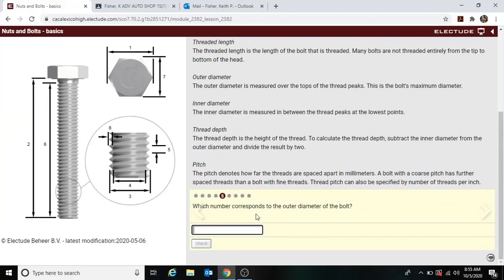Which number corresponds to the outer diameter of the bolt? The outer diameter is the furthest most point. So we'd be looking at 3. Which number corresponds to the inner diameter of the bolt? And if you're ever not sure about these, just go ahead and read the reading. The inner diameter is measured in between the threaded peaks at the lowest points. So it's right here, that little inside point from here to here. If you measure that, that would be your inner diameter.